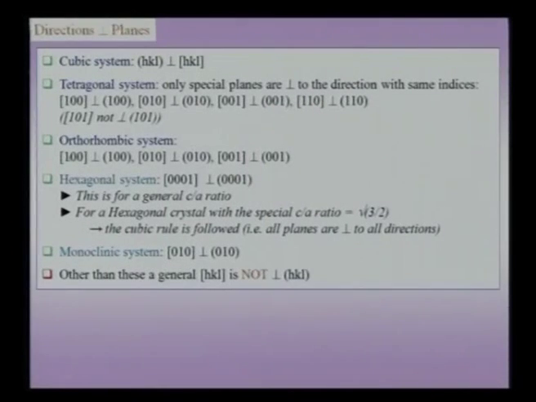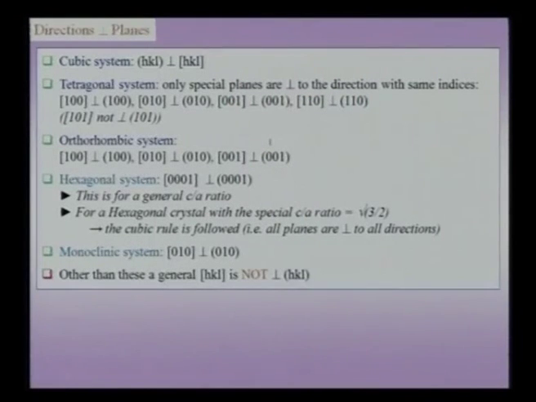In the orthorhombic system, we find that an even lesser number of planes are perpendicular. So only the 3 orthogonal basis vectors and their corresponding planes are perpendicular to each other. So the 100 direction is perpendicular to the 100 plane, the 010 direction is perpendicular to the 010 plane, and the 001 direction is perpendicular to the 001 plane. And if I have a general HKL plane, it will not be perpendicular to the HKL direction. So this has to be absolutely clear.